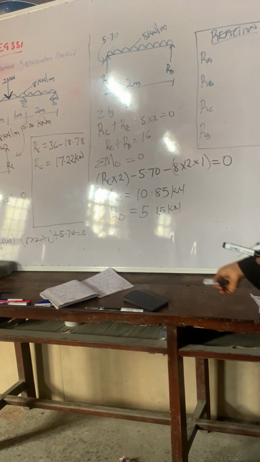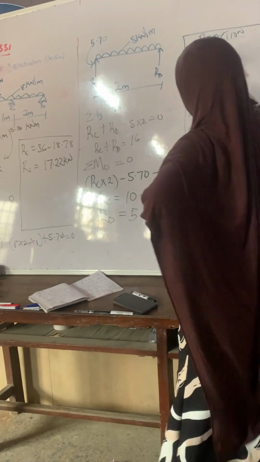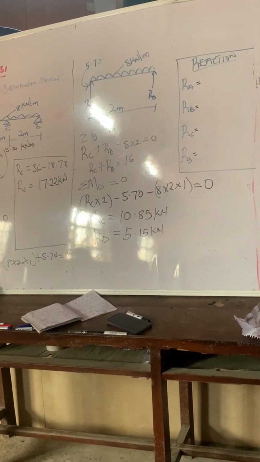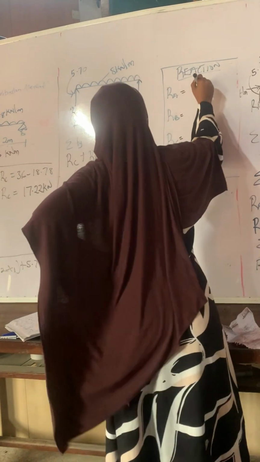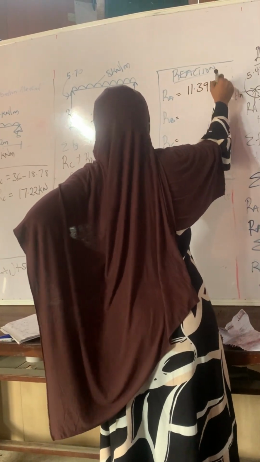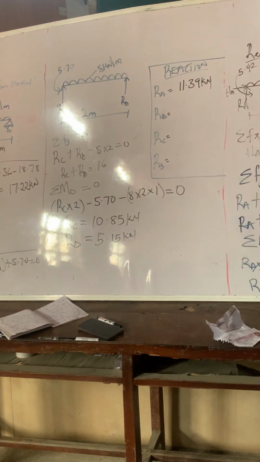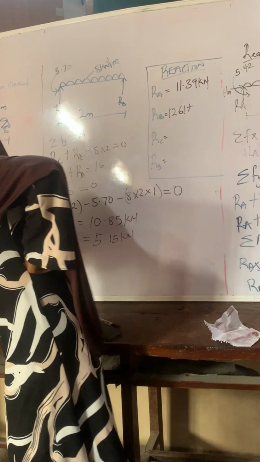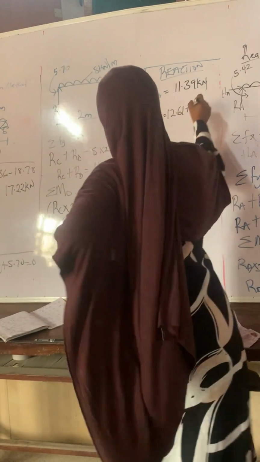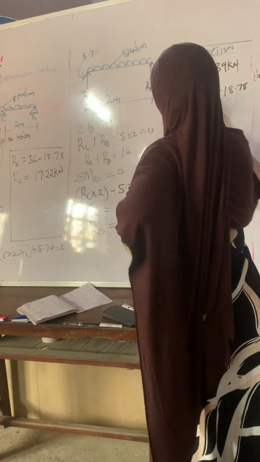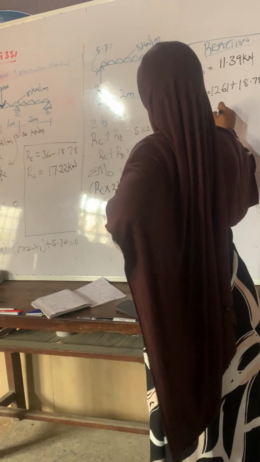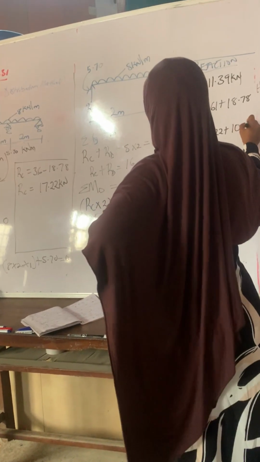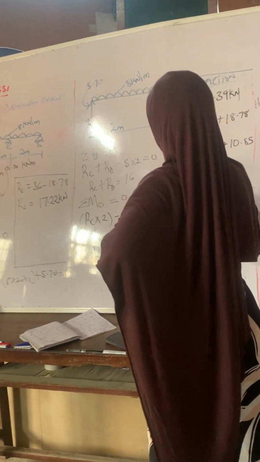So now let us write out the values. Let us write it out. So what is our RA? 11.39. What is our RB? 12.61 plus 18.78. What is our RC? 17.22 plus 10.85. 5.15.